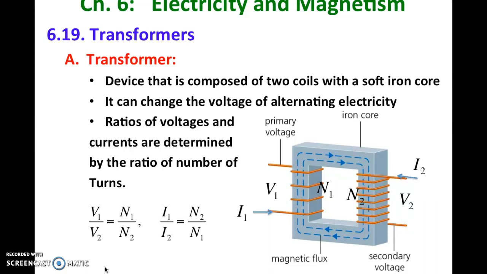An important application of electromagnetic induction is the transformer. It is a device that consists of two coils with a soft iron core. A transformer can change the voltage of alternating electricity, and also the current. The ratios of voltages and currents between the primary coil and the secondary coil are determined by the ratio of the number of turns in the coils.